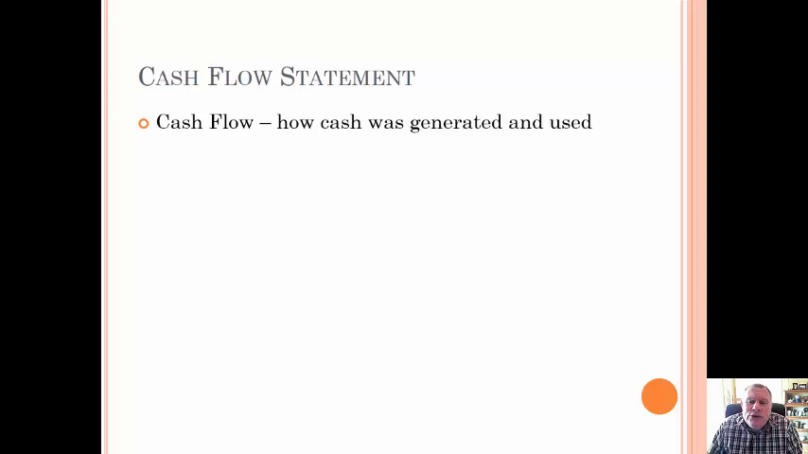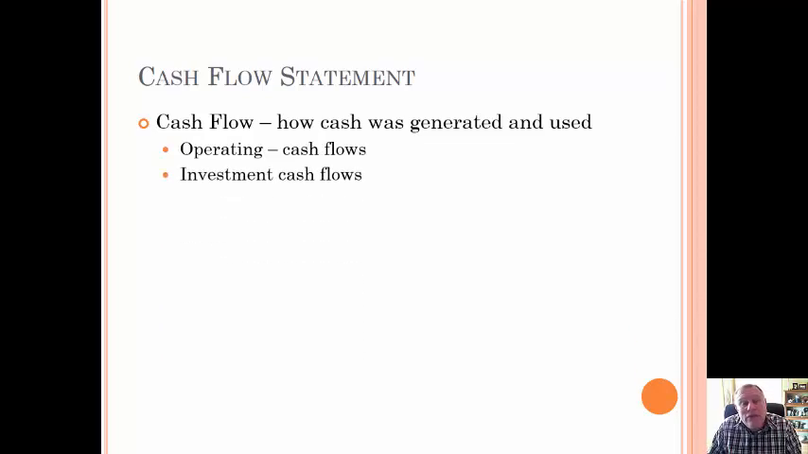Essentially, what the cash flow statement is, it talks about where did cash come from and where did it go? How was it generated and how was it used? And it's broken down into a couple of big categories. It's broken down into operating cash flows. It's where cash comes from operations, from selling things in the normal course of business. That's a cash flow from operations.